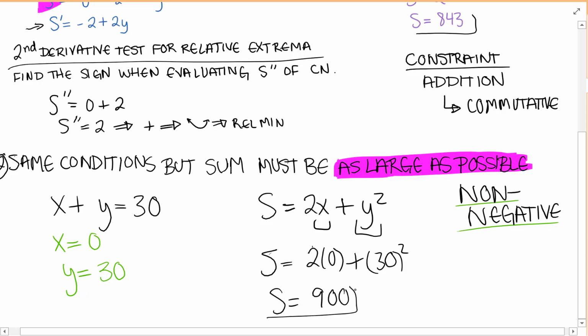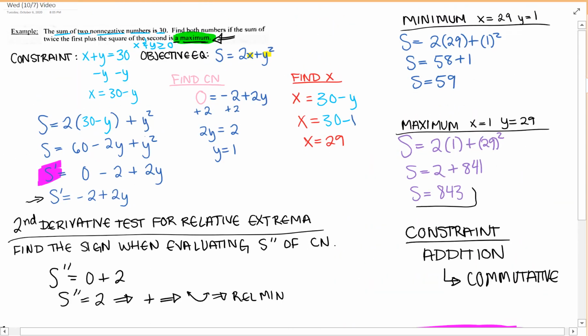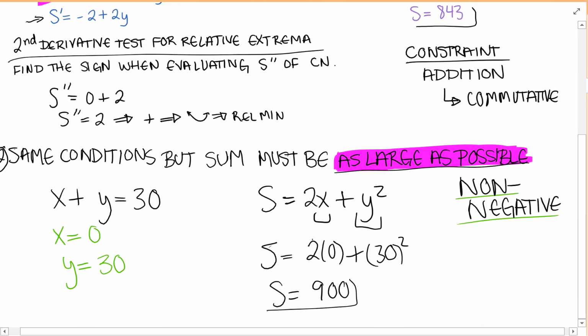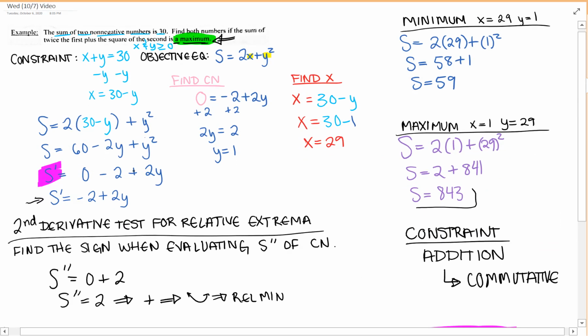But 900 would not be an answer unless they were asking for an absolute, as large as possible. Or if they were asking for as small as possible, then maybe we would plug in 30 for x and try 0 for y. That would not satisfy our first derivative, so it would not be a minimum or a maximum. It would be the smallest or the largest. But when it asks for a maximum or a minimum, the solution must also satisfy the first derivative test.